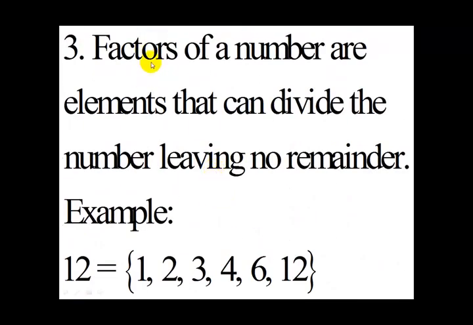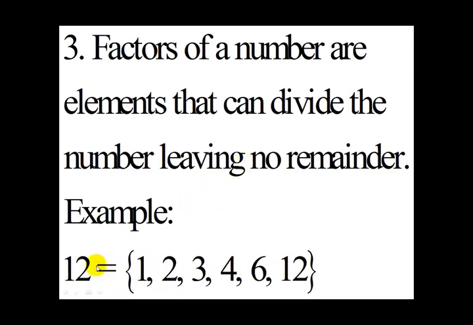Now let's look at factors of a number. Factors of a number are elements that can divide the number leaving no remainder. So when we consider the number 12, factors of the number 12 are 1, 2, 3, 4, 6, and 12. So these are numbers that can divide 12 leaving no remainder.